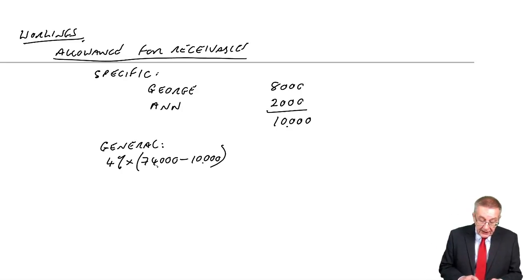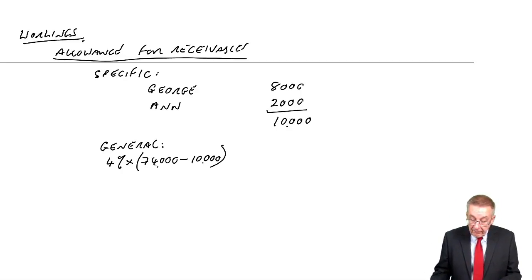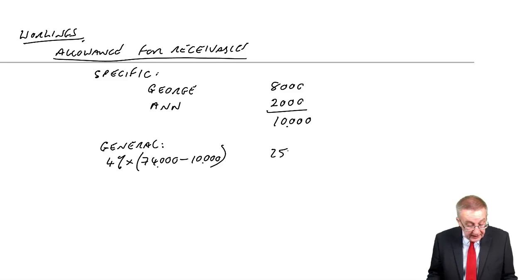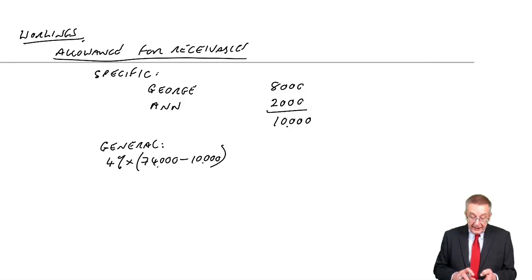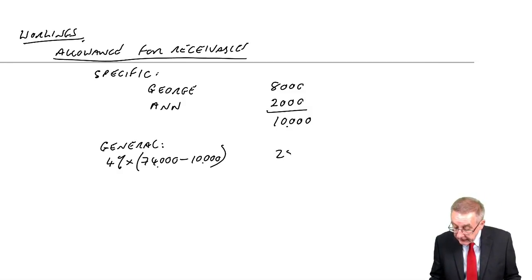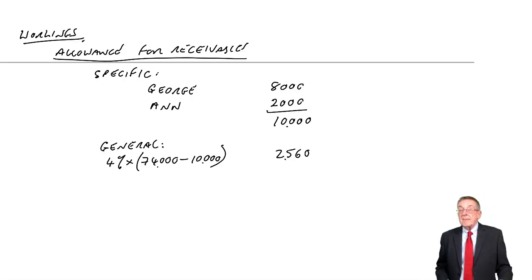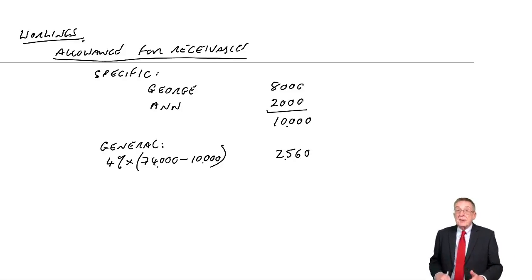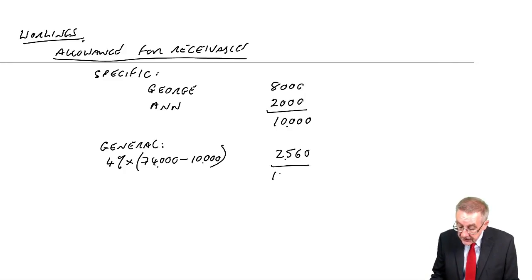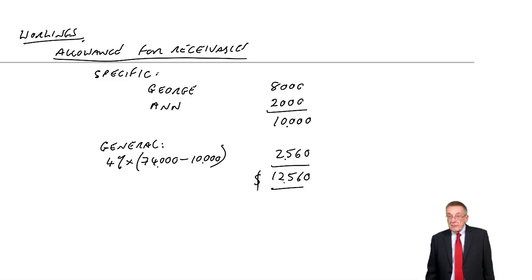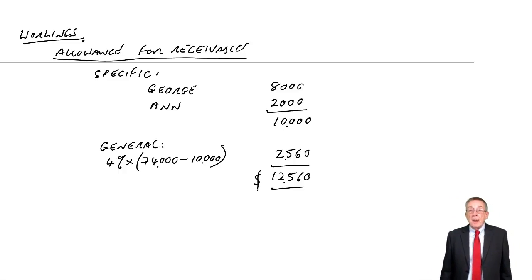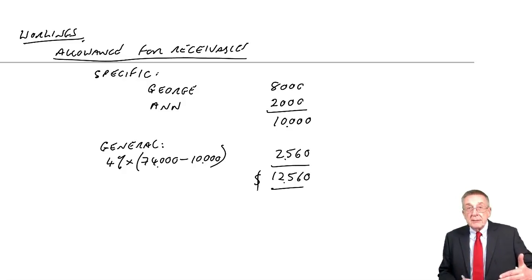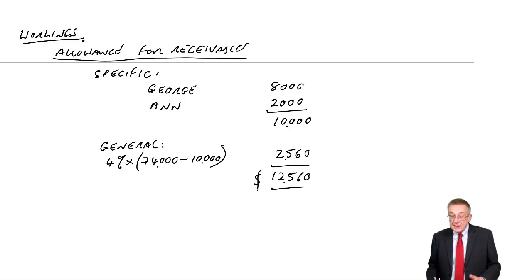And 4% of 64,000 cannot be 25,600. Let me do it again. 64,000 times 4% is 2,560. And so although there are two separate reasons for these figures, the total allowance needed is 12,560. And remember what's going to happen. On our statement of financial position, we're going to subtract from the receivables 12,560.